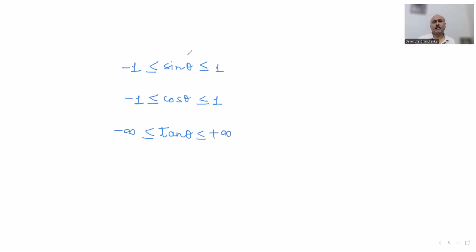right? बाकी सबकी बात नहीं करेंगे. So this is the range of sin theta and cos theta. इससे आगे जाएगा ही नहीं बेटा, ठीक है? Because these are ratios of the sides of the triangle, right? So please remember this. Note this in your notebook. Please make notes. Copy this in your notebook.